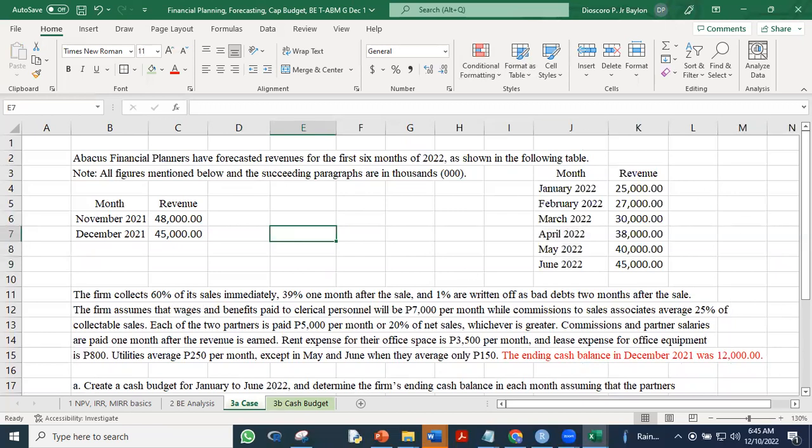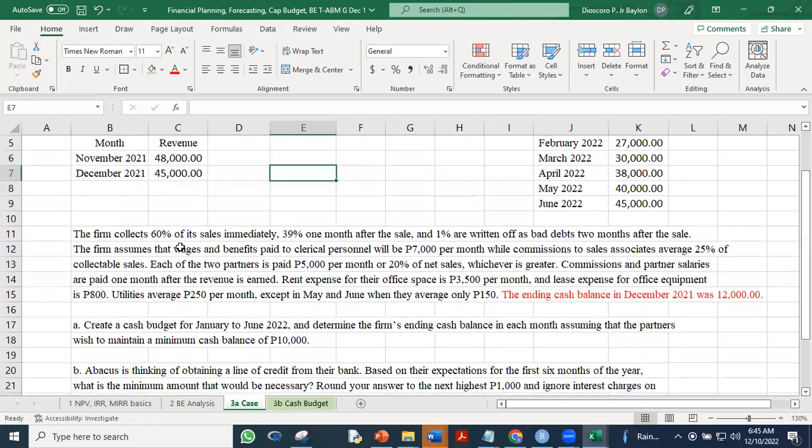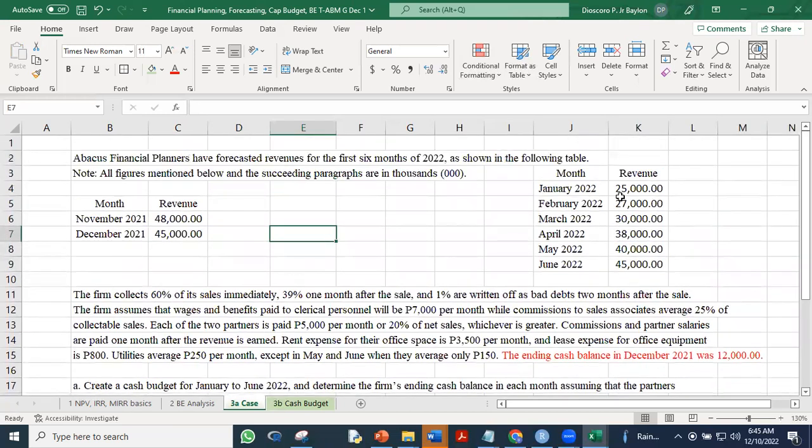So we're told here that the firm collects 60% of its sales immediately, which means that when they sell 25,000 in January, 60% of this will be collected in January and 39% will be collected the following month. So of the 25,000, 60% will be collected in January, while 39% will be collected in February. And then the estimate is that 1% will not be collected. It will be bad debts.